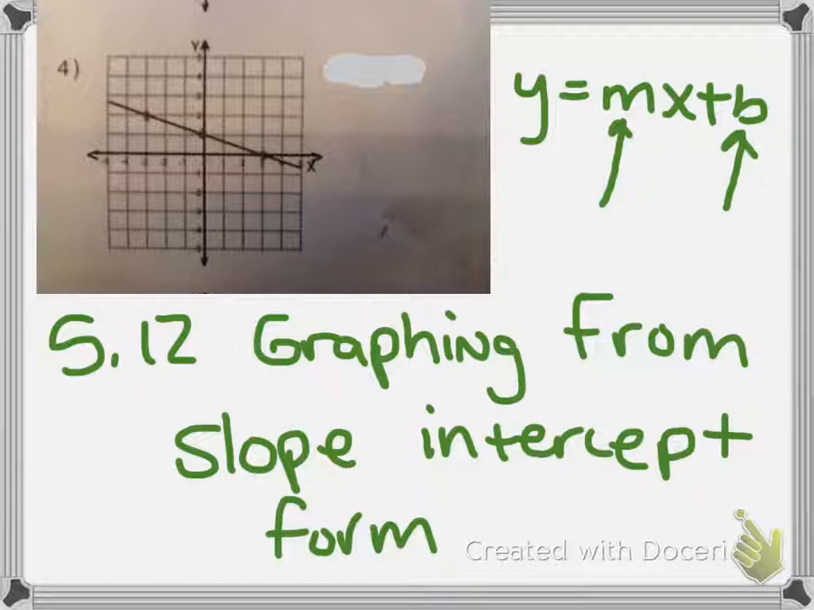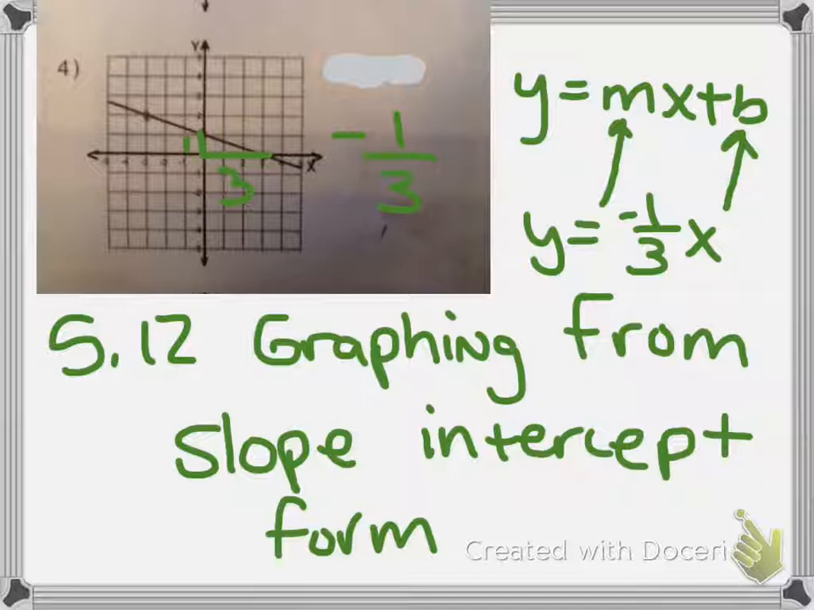What we did to find the slope is we drew that little triangle. And we counted 1 this way, and 1, 2, 3 that way. So we said that the slope was 1 over 3, except that it was going downhill, so it was negative. You with me? Okay. So we wrote y equals negative 1/3 in front of that, and we put an x. Do you remember doing this?